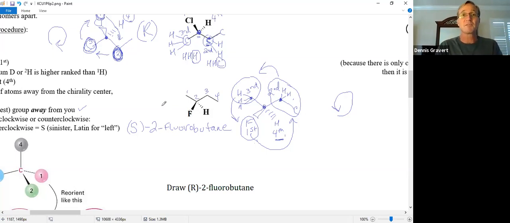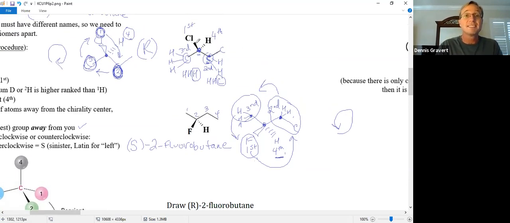I know it's kind of redundant, but what I wanted to do is just prove to you that wedge doesn't mean always R. Up here, the wedge bond was an R. Down here, the wedge bond's an S. Okay, so you always have to go through the procedure, no shortcuts, sorry.